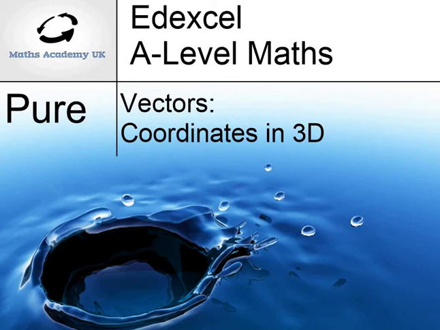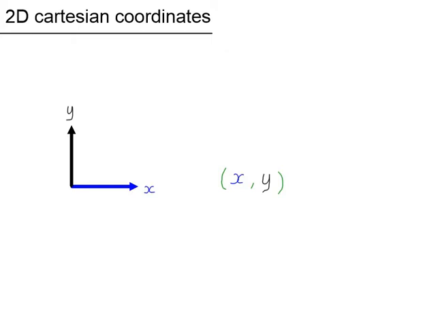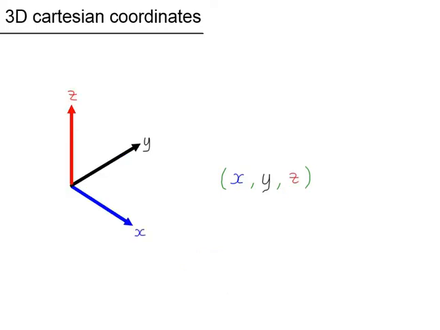Coordinates in 3 dimensions. So here we have 2-dimensional Cartesian coordinates, x, y, and a basic representation of Pythagoras' theorem is this. Now in 3 dimensions we have x, y and z, and now a basic representation of Pythagoras' theorem is x squared plus y squared plus z squared, and then you square root.